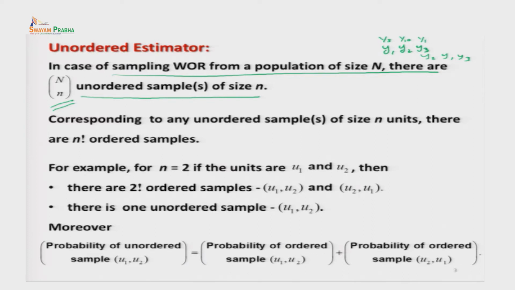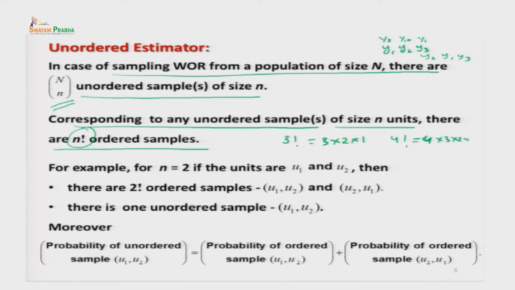Now I am telling you that corresponding to any unordered sample of size small n units, there are factorial n number of ordered samples. You know the meaning of this factorial. For example, factorial 3 is 3 into 2 into 1, factorial 4 is 4 into 3 into 2 into 1, and factorial 4 is 4 into factorial 3 also, right?